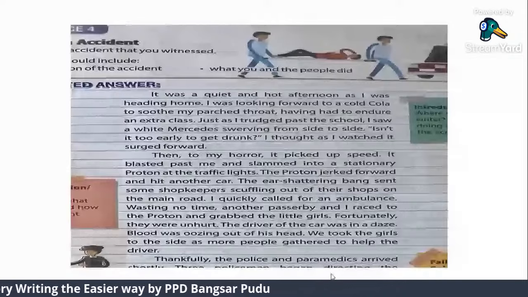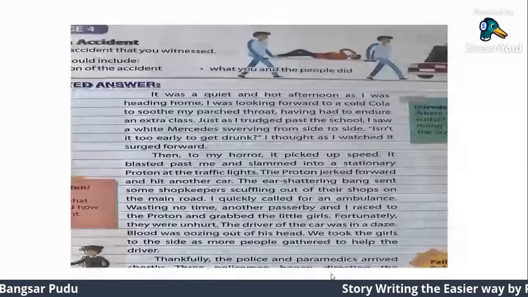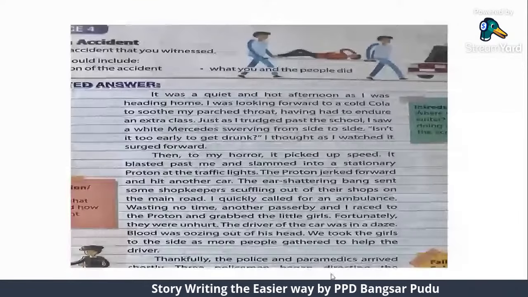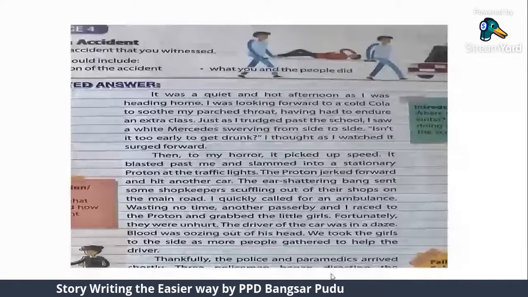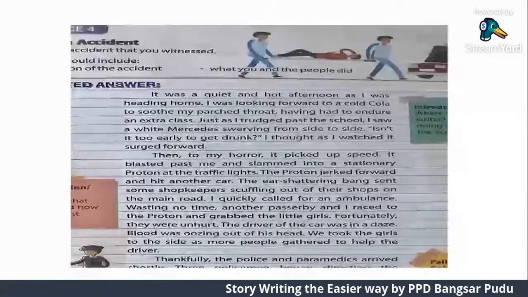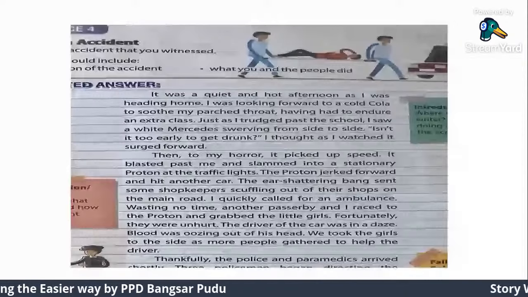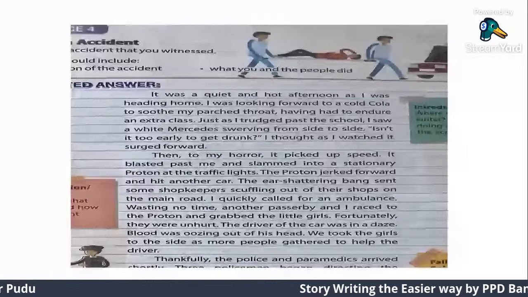See, you can see the picture already. The Proton there, right? Parked there probably, or stationary, not moving. And the white Mercedes flew and rammed into the Proton. Okay, the Proton jerked forward and he hit another car. The ear-shattering bang. Okay, copy that phrase. The ear-shattering bang sent some shopkeepers scuffling out of their shops on the main road. Do you agree it's an A script?